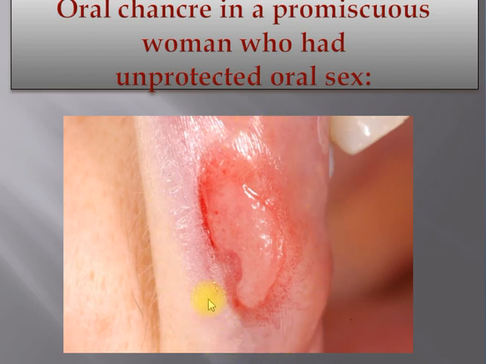In the oral cavity. And of course, that is understandable, as the way of transmission is unprotected oral sex.